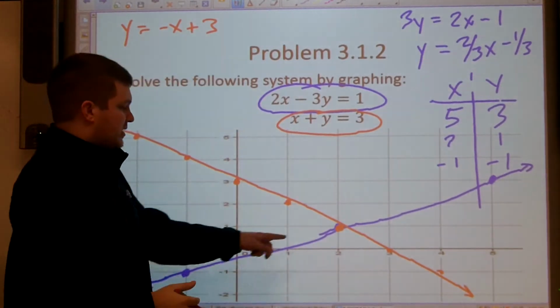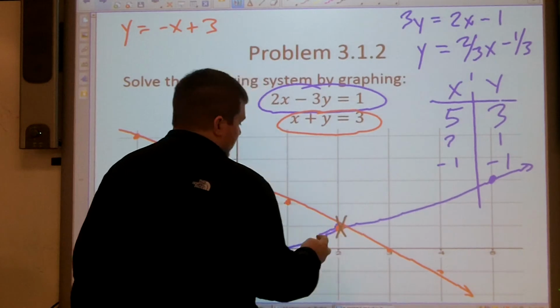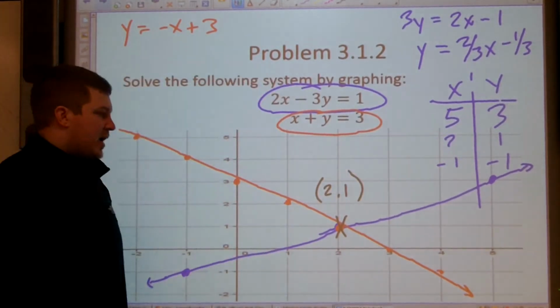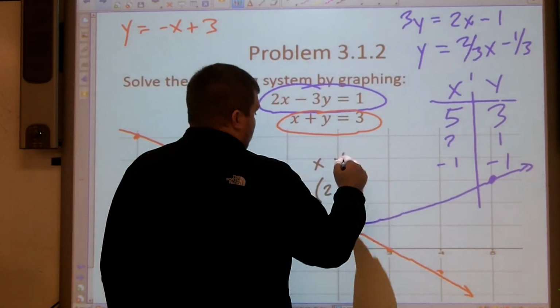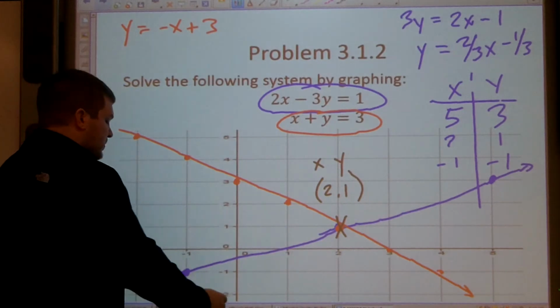I do have a really nice intersection point here right at 2, 1. So this intersection point right here, that's the solution, 2, 1. That's the solution to the system. So x equals 2, y equals 1. And it was just the point where those two lines crossed.